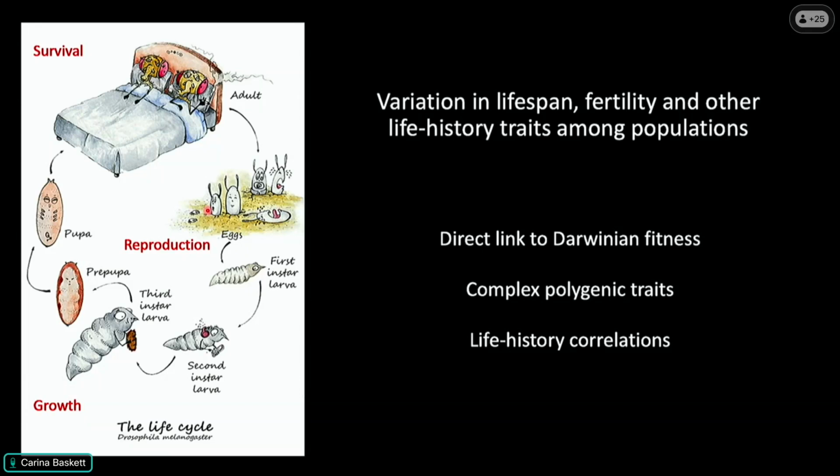And what we also think is interesting is that there's all these life history correlations that we see in natural populations, but also in experimentally evolved populations. And the question is then, how does this work genetically? Can we try to piece this apart a little bit and say something about it?